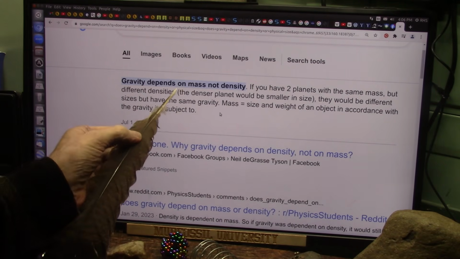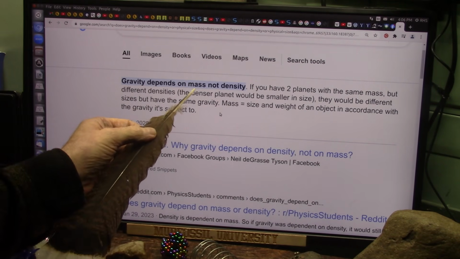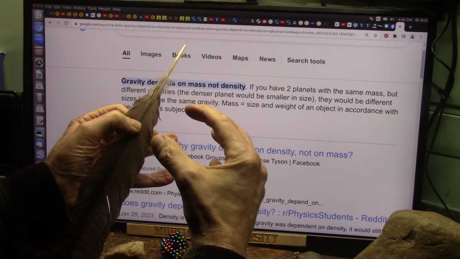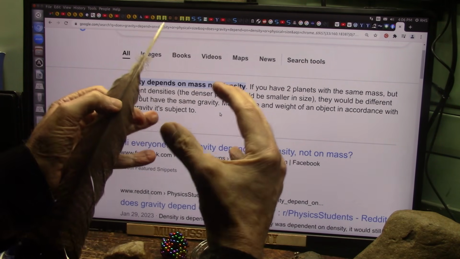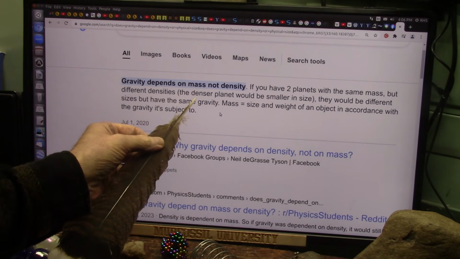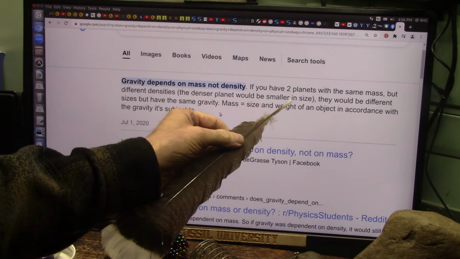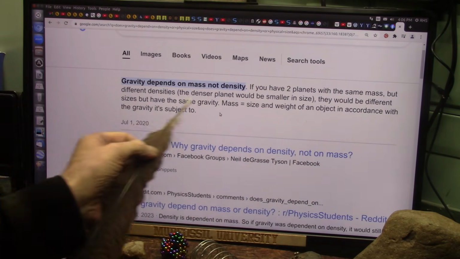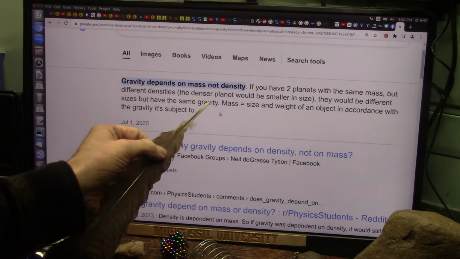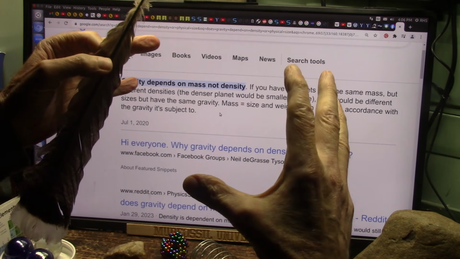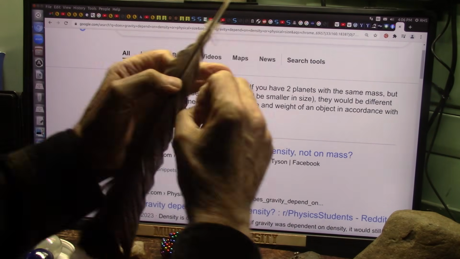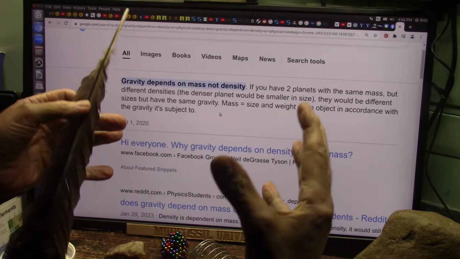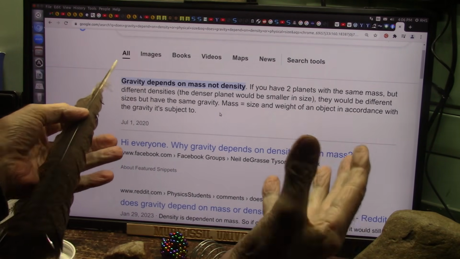All right, see, here it is right here. Density is basically mass, but you can be smaller and have the same mass because it's denser. So the denser planet would be smaller in size. They would be different sizes but have the same gravity. You have one out here that's kind of fluffy, but it's big, and you have one down here small. They still have the same gravity because they have the same mass.